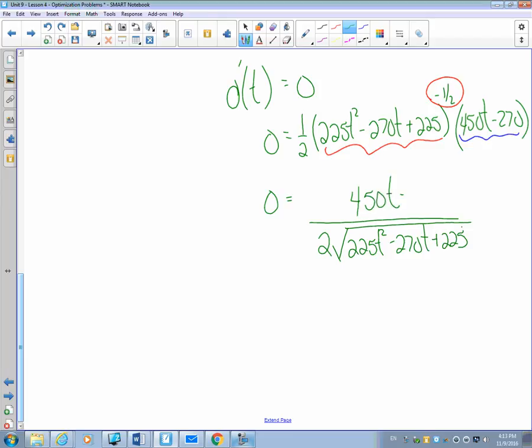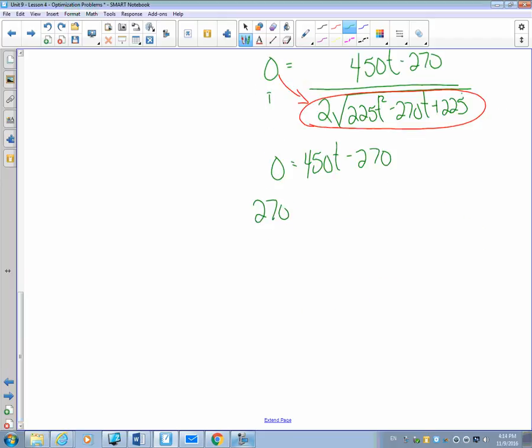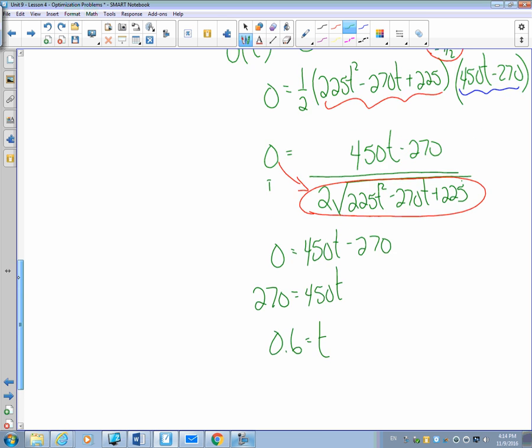Now why would you want to do that, you might ask? Well, let's look at what we have now. We've got a fraction equaling 0. Well, can we cross multiply? 0 times all of this stuff is going to make 0. That makes things a lot easier. I'm left with 450t minus 270 equals 0. Hey, I can solve that. 270 equals 450t. Divide both sides by 450. We get an answer of t equals 0.6. They're closest after 0.6 hours.